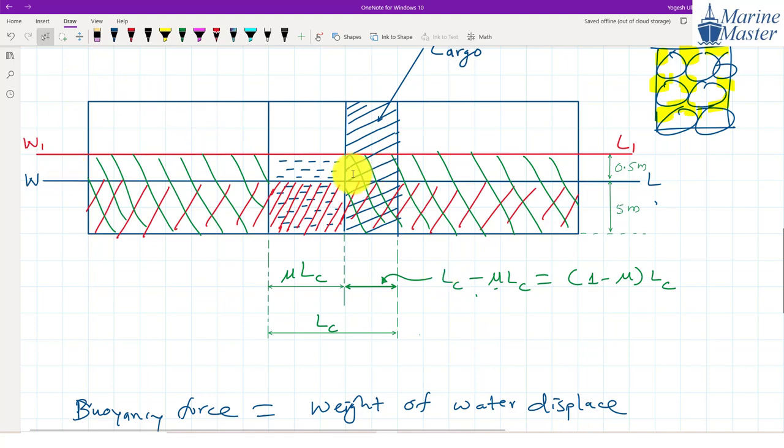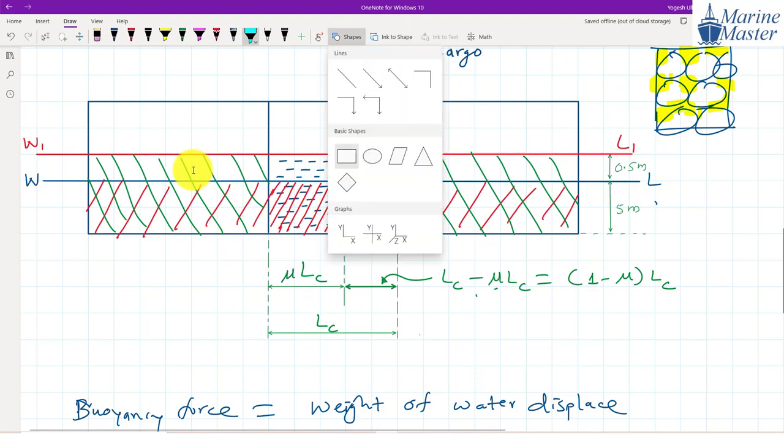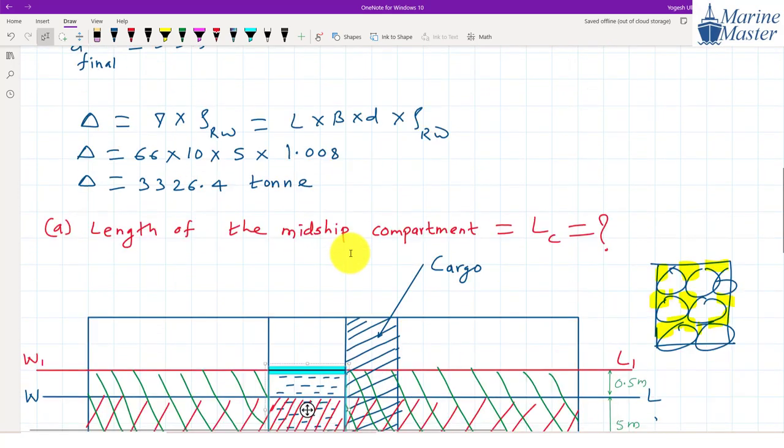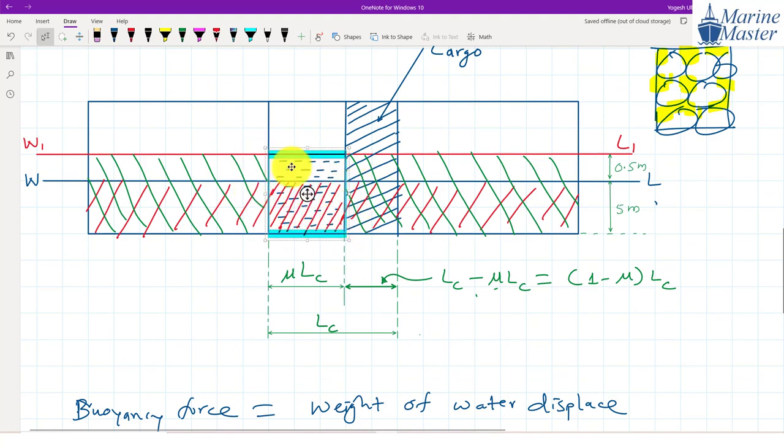Because this part now, everyone, observe. This part will be what? Is it part of the sea? Part of the water, guys, part of the river water. In this case, we have river water. So the remaining portion that I have shown in the green hatching is responsible for the buoyancy. Everyone, try to understand my point here.